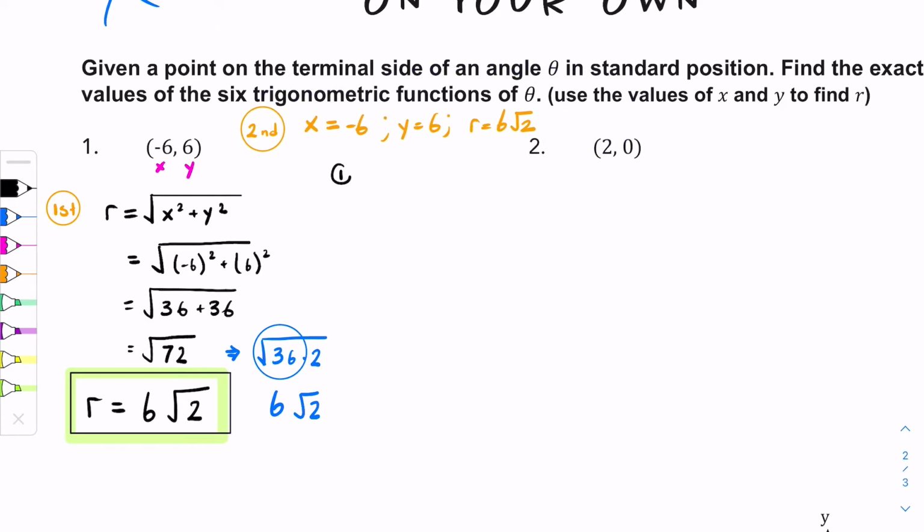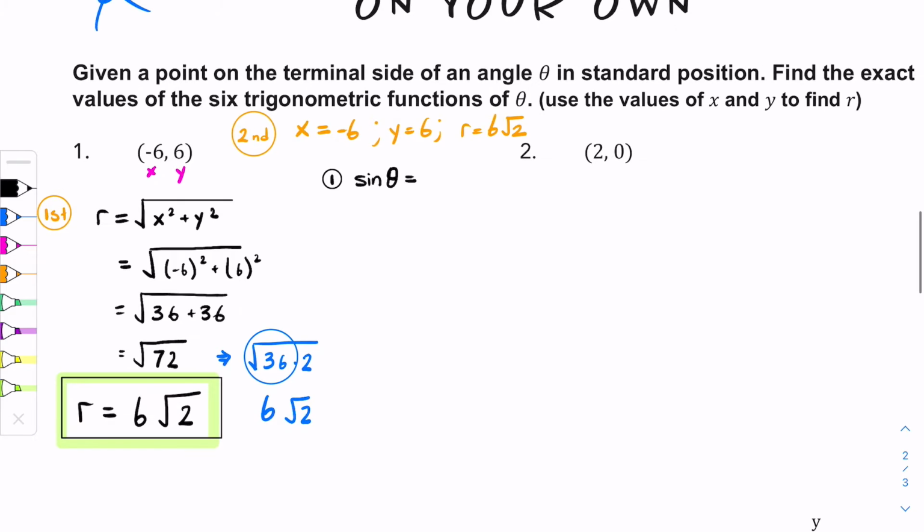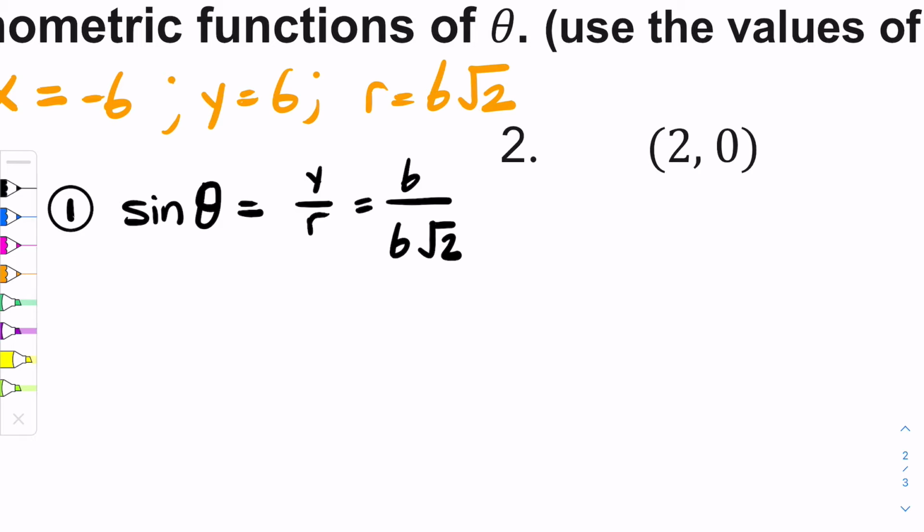Starting with sine of theta is equal to y over r, which is equal to 6 over 6 times the square root of 2. Now you have to be careful here because you can never have a radical in the denominator, which is why I wanted to go over this problem. So you are going to have to simplify this. You're not done at this point.